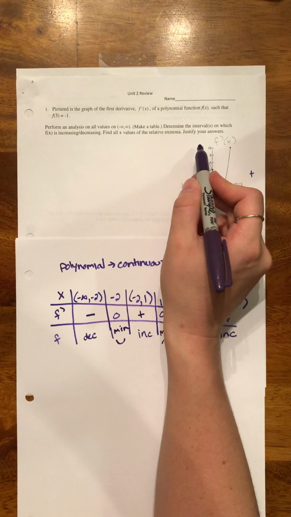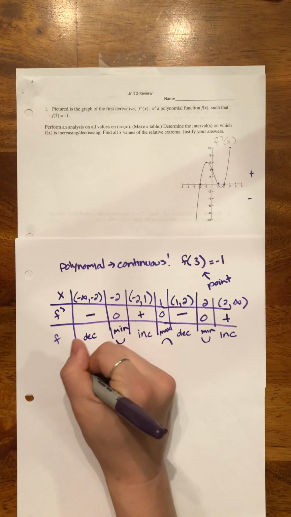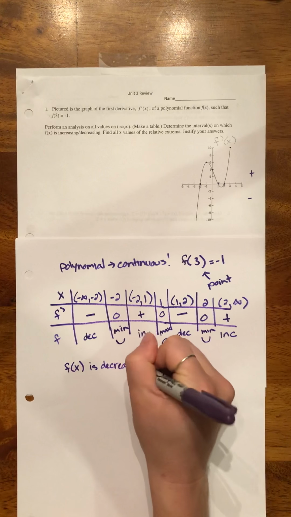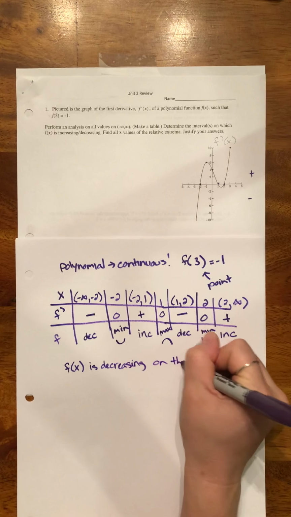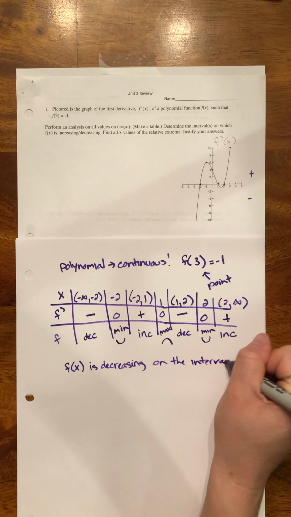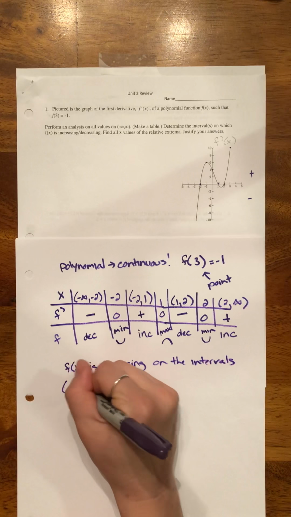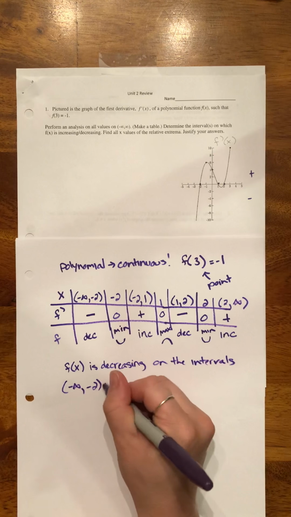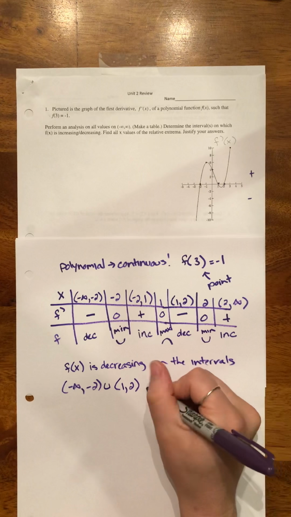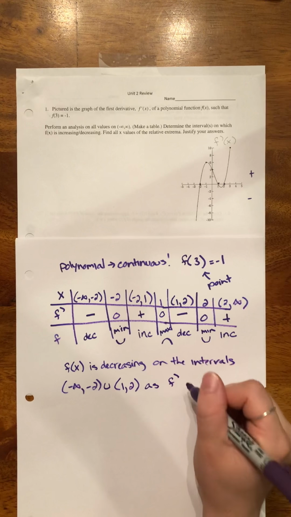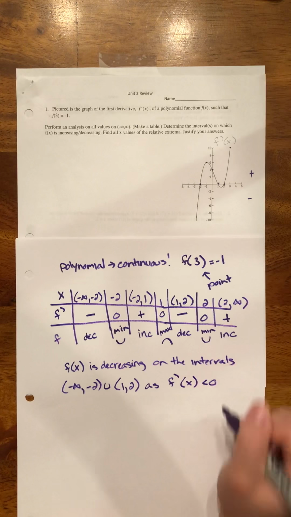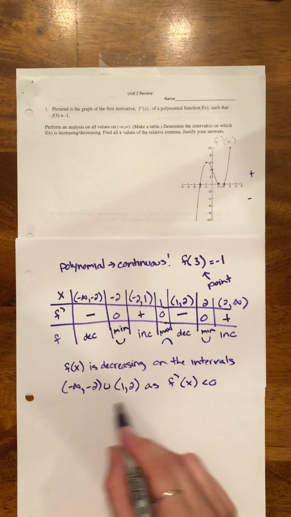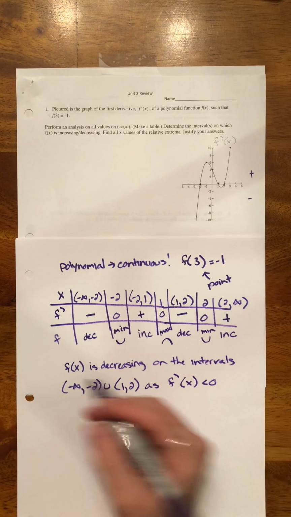So what I would say here, if I'm justifying my answers, I would say f of x is decreasing on the intervals from -infinity to -2. And I would also say from 1 to 2. And the reason would be as f prime of x is less than 0. Or you could say negative, and you could write this in a different way. You could say f prime of x is less than 0 on these intervals, therefore f of x is decreasing. Anything like that.